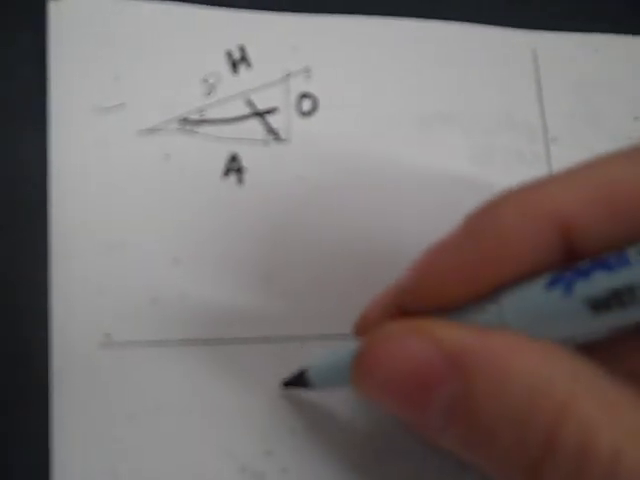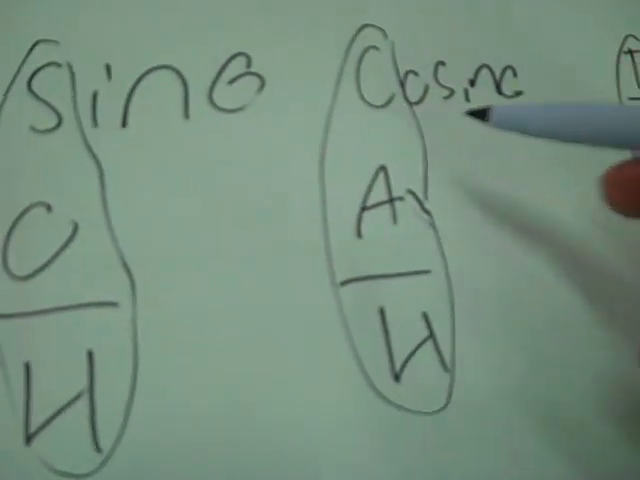Okay, so H has a number with it, so I don't need to find that. A has no number outside, and neither does O. So I pair that up with the H, and then I set up my ratios. So A and H wouldn't be sine, it'd be cosine again. And by the way, 30 degrees is your reference angle.